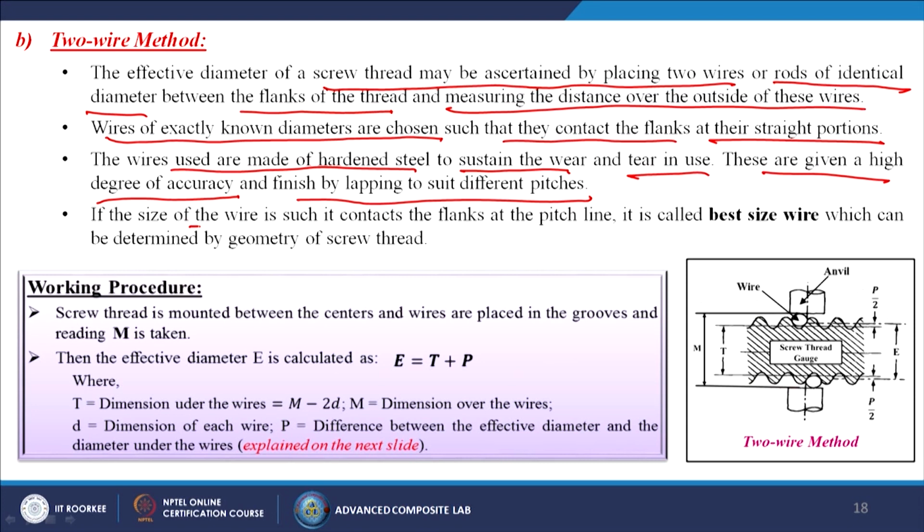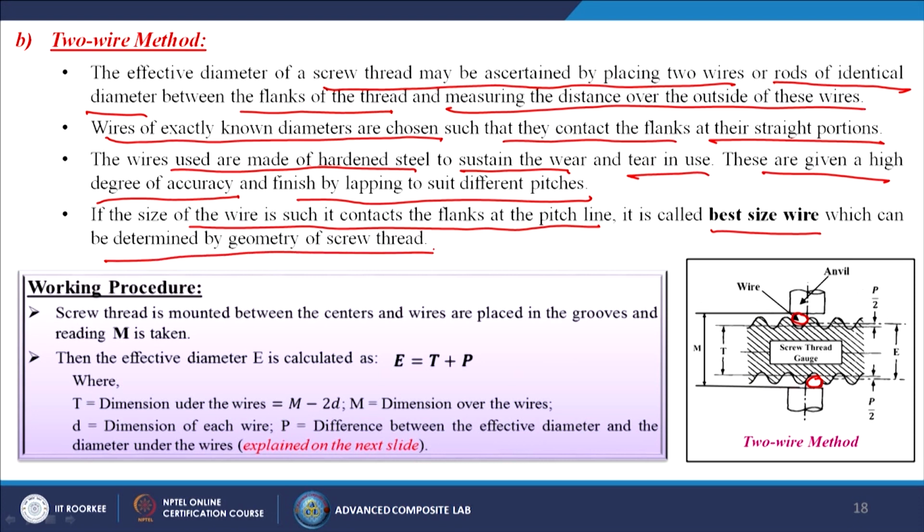If the size of the wire is such that it contacts the flanks at the pitch line, it is called the best size wire. So, simply, you can see that we are inserting the wire over there. The wire diameter should be such that it touches the maximum points over there, which can be determined by the geometry of the screw thread.